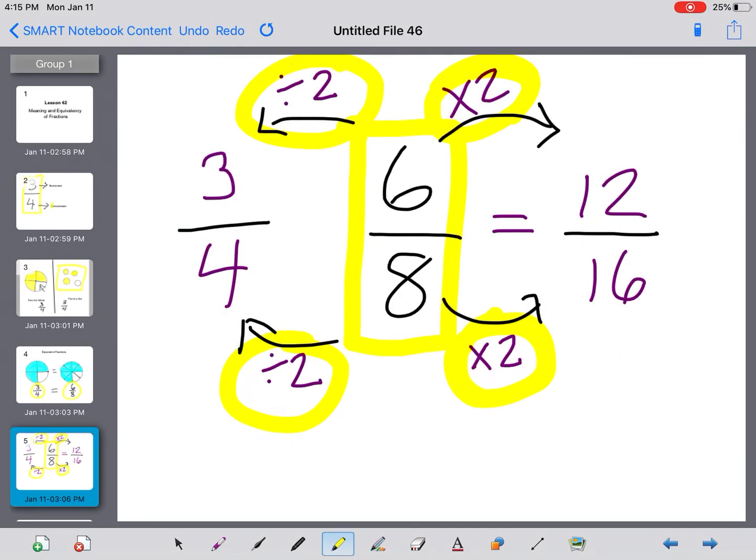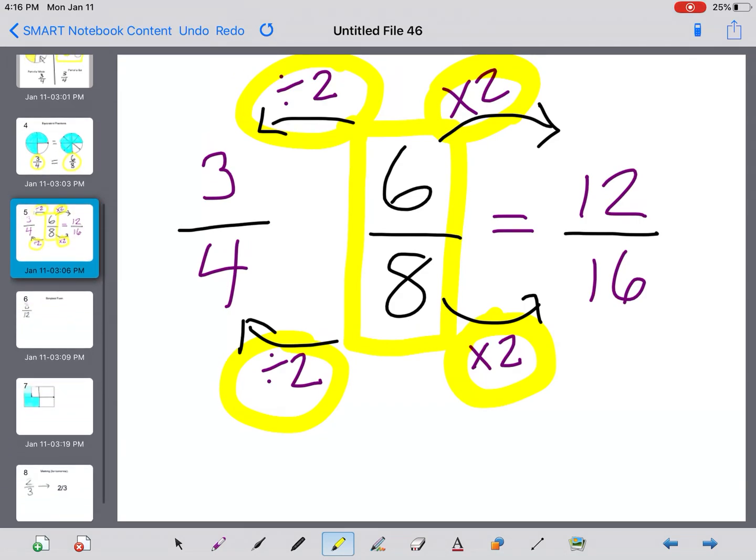Now here's how you do it using math. Okay, so with equivalent fractions, if you're just asked to find an equivalent fraction, which your textbook does ask you for your lesson today, you just have to pick a number to either multiply both the numerator and denominator by, or divide the numerator and the denominator by.